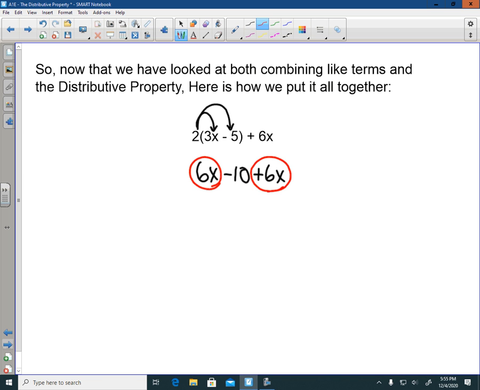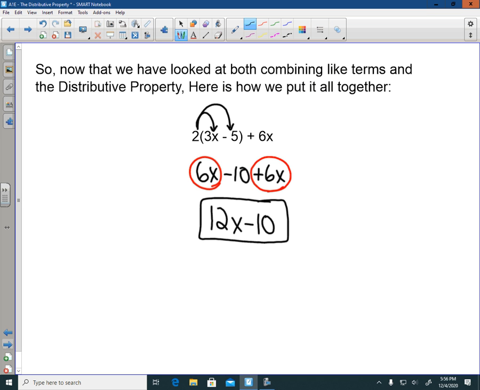So we can combine those terms. 6x's plus 6x's are 12x's. And then this negative 10 doesn't have a match, and so it comes down. And that ends up being the end, because we got rid of the parentheses and we combined all of the like terms. So that's as simple as that gets.